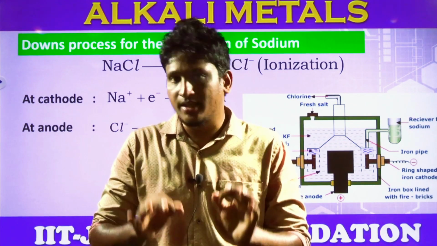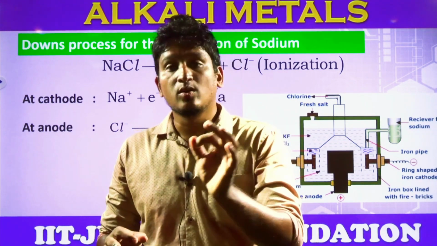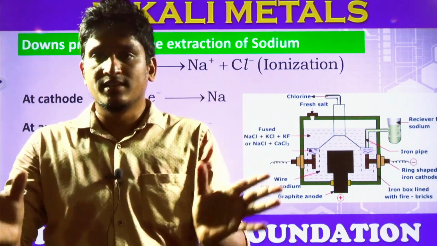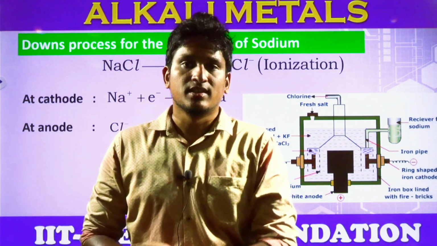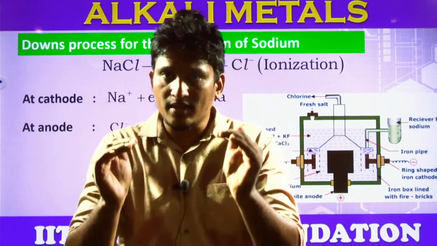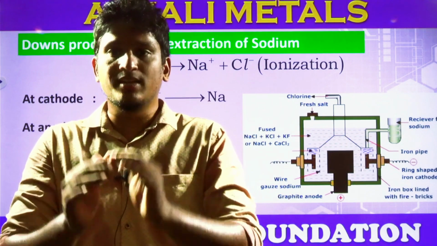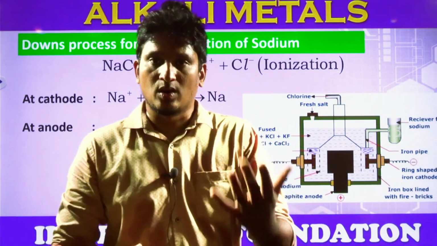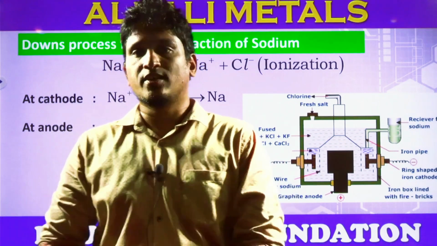Under these high temperatures, students, sodium and chlorine may be corroded. They undergo corrosion. That means they may react with the surface of all the surroundings. This is the third disadvantage. We can't maintain the temperature. So to lower these melting points, we have to use impurities like calcium chloride or potassium chloride, so that we can do this electrolysis process.